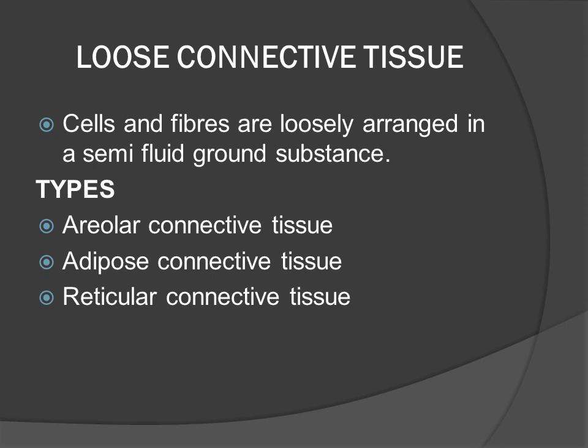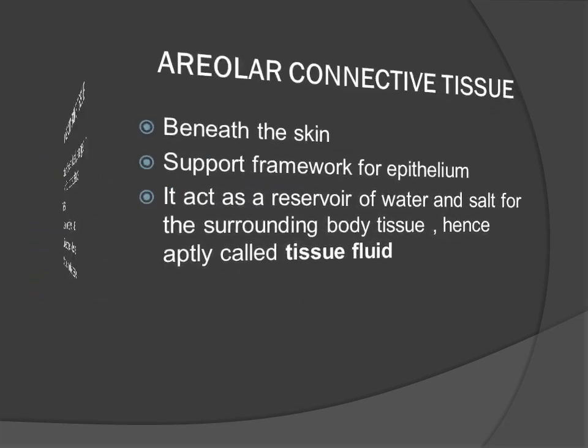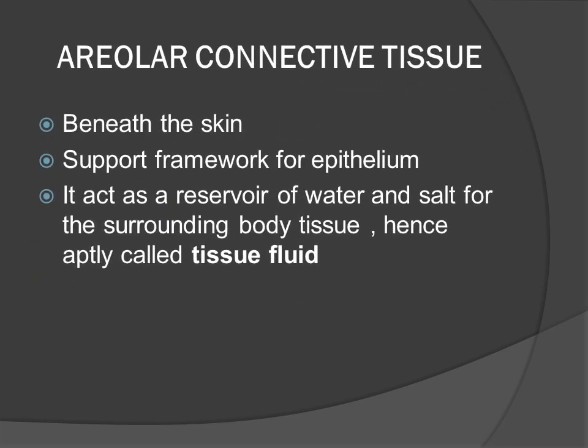Okay, that is known as loose connective tissue. Then this loose connective tissue also, as we said, is divided into three types, right? So what are the three? Areolar connective tissue, adipose loose connective tissue, as well as reticular connective tissue. Okay, so let us see one by one. So the first one is areolar connective tissue, right? And where is it present?